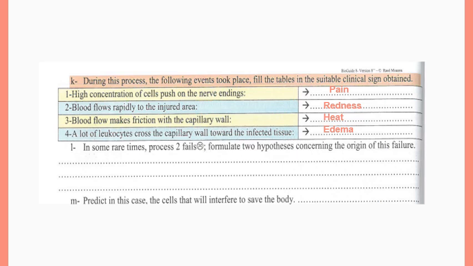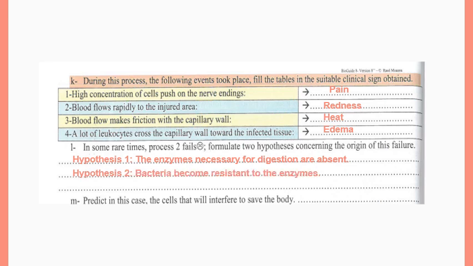Formulate 2 hypotheses concerning the origin of this failure. Hypothesis 1, the enzymes necessary for digestion are absent. Hypothesis 2, bacteria become resistant to the enzymes. Predict in this case the cells that will interfere to save the body. Lymphocytes B and T may interfere to save the body.